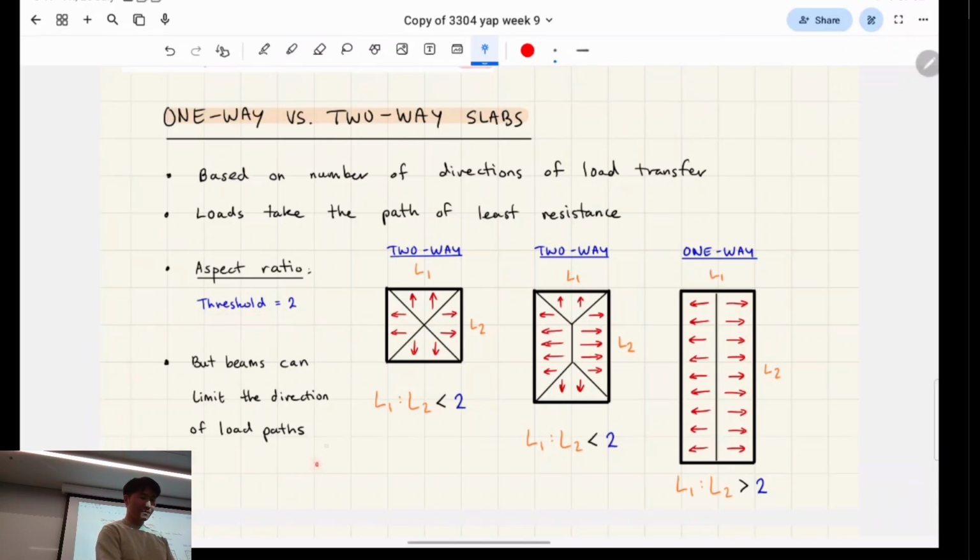But the beams themselves can limit the directions of the load paths. Because if they don't have beams, for example, on the bottom edge of the square and the top edge of the square, the loads only have one direction to transfer, which is horizontally, when we're looking at it in this perspective. Okay, let's go through some random examples.